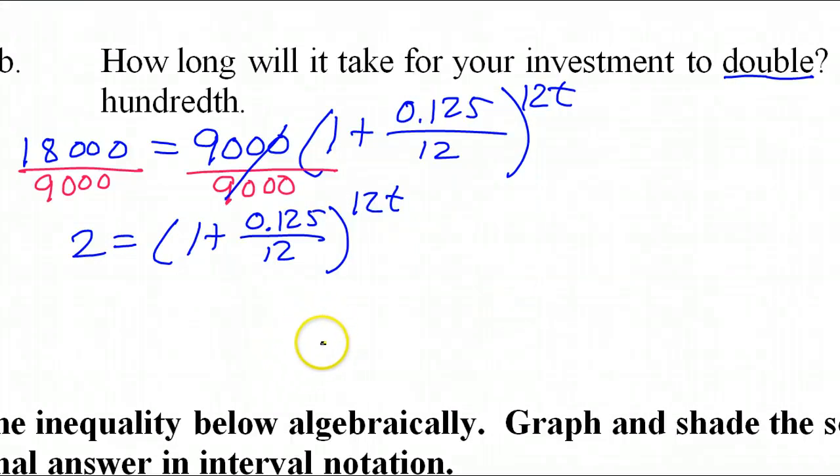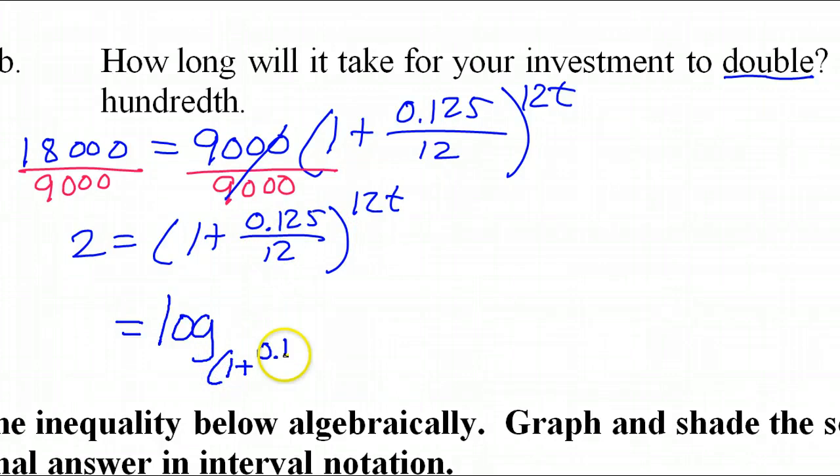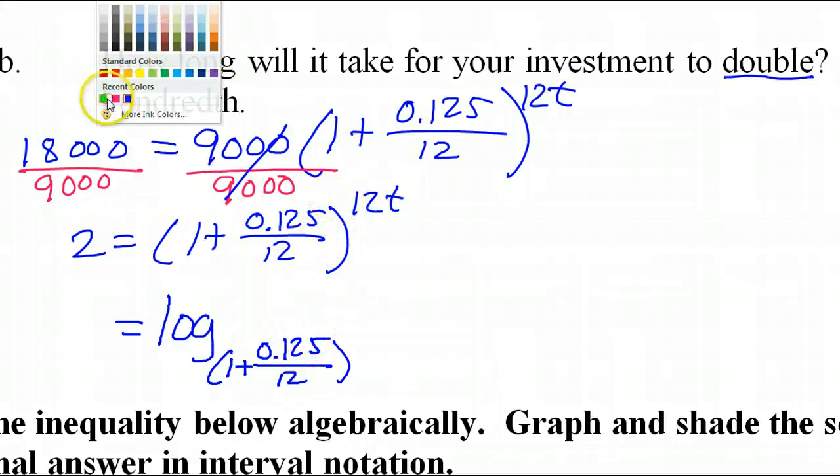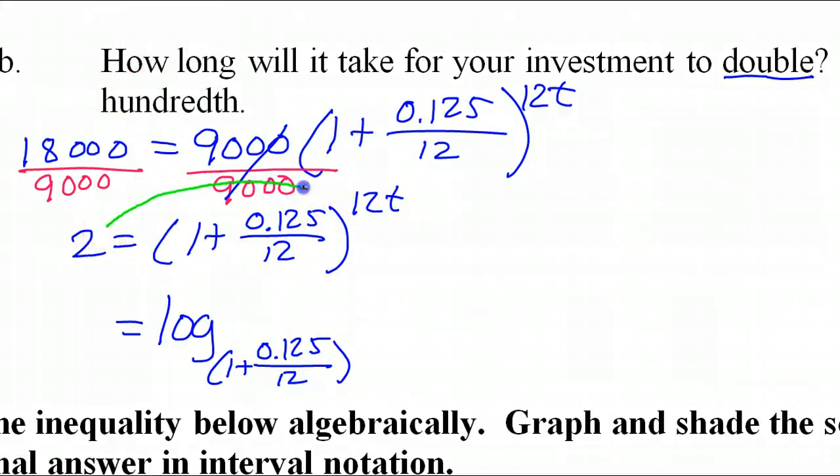Okay, so we need to rewrite this in log form to get this t out of there. So in log form, we start with a base. So this is going to be log base ugly thing, 1 plus 0.125 over 12. That's the base. Now, the 2 and the 12t are going to change sides. Alright, so the 12t is going to come over here, and the 2 is going to come over here.